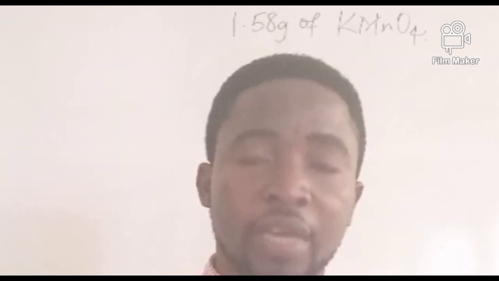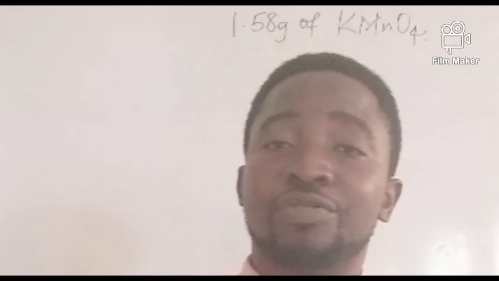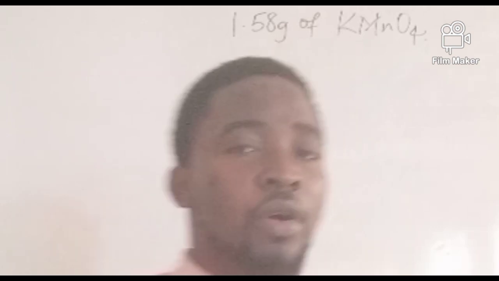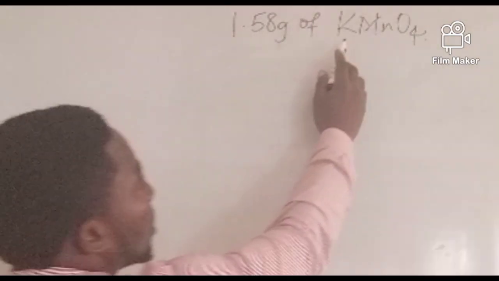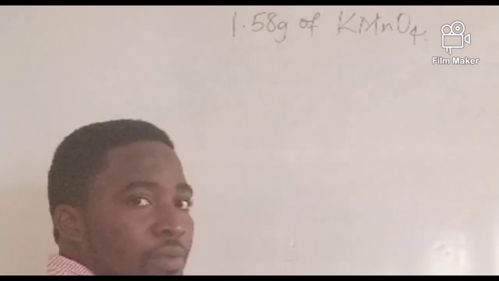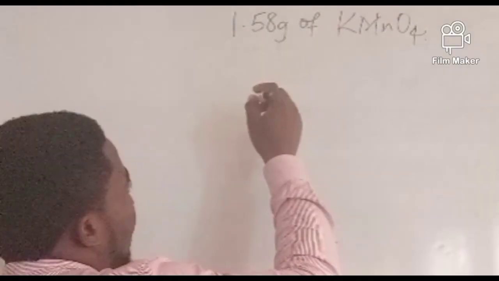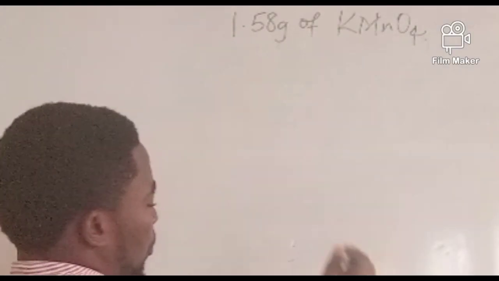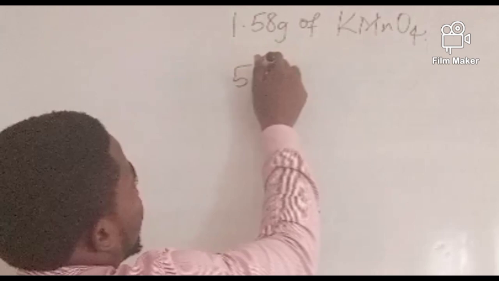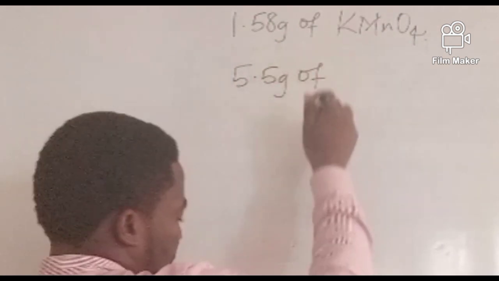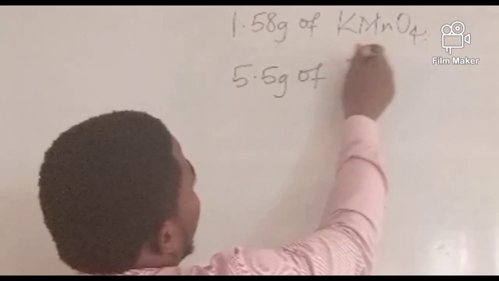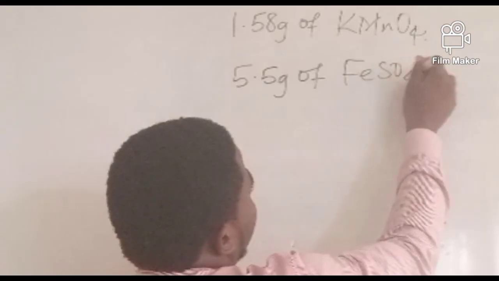Don't forget that you were given 1.58 grams of the oxidizing agent, which is the potassium permanganate solution, and then you were given also 5.5 grams of the iron 2 sulfate.